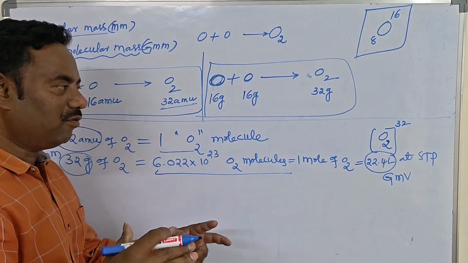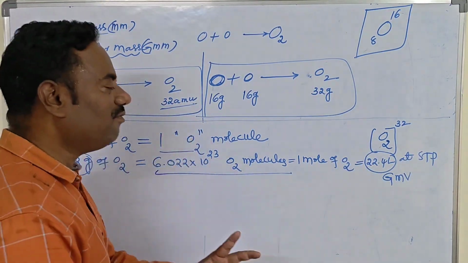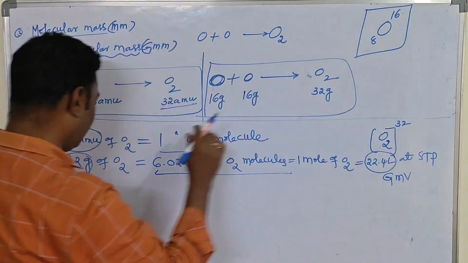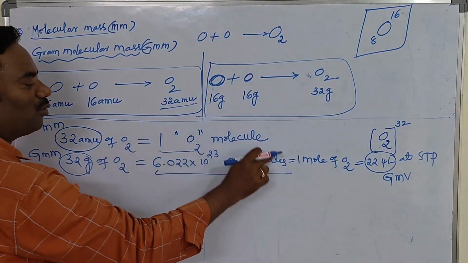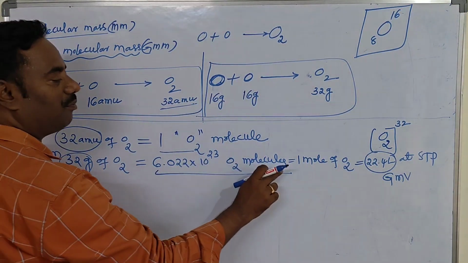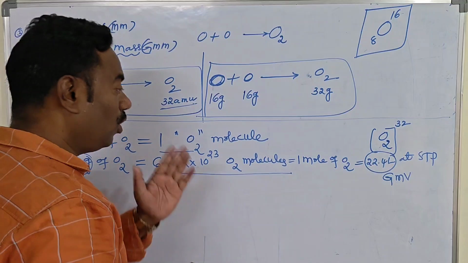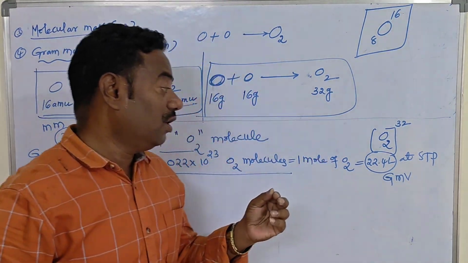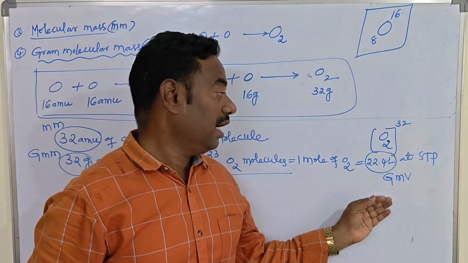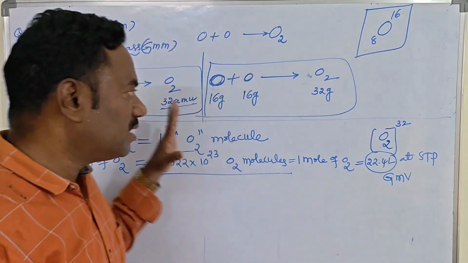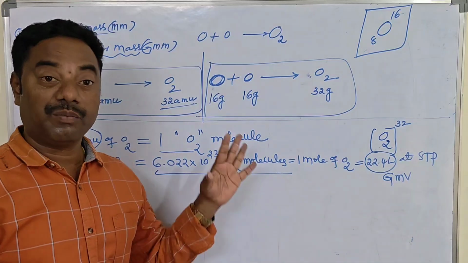In the same way as I explained for atom, 32 AMU, the mass in AMU, contains one O2 molecule. The mass in grams contains Avogadro number of molecules. It is equal to 1 mole of O2. If it is a gas it occupies 22.4 liters at STP, that is called gram molar volume. This is a simple explanation for mole concept.